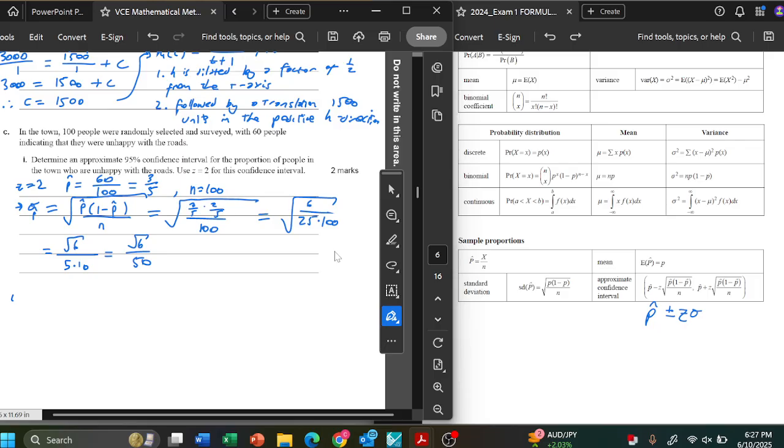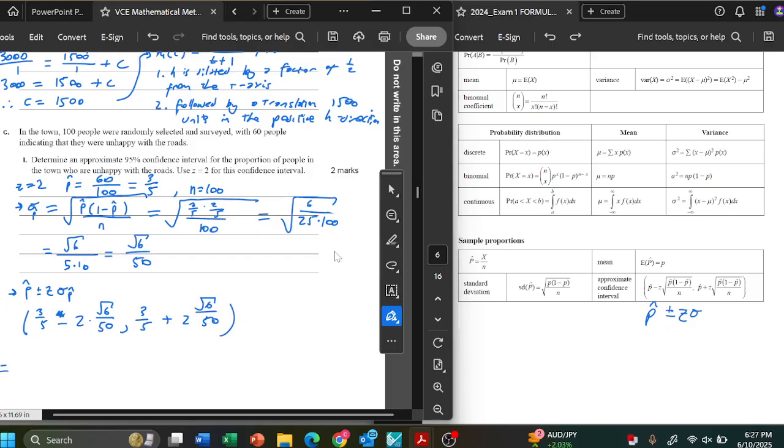Now all we have to do is substitute it into this formula, which is p hat plus or minus z times the standard deviation of p hat, to get our confidence interval. So let's work out that confidence interval. Our lower bound is going to be this here. p hat is 3 over 5 plus or minus 2 times the standard deviation, root 6 over 50. That's what we've worked out. Let's start with the negative case, and then we'll have the positive case, so 2 plus root 6 over 50.